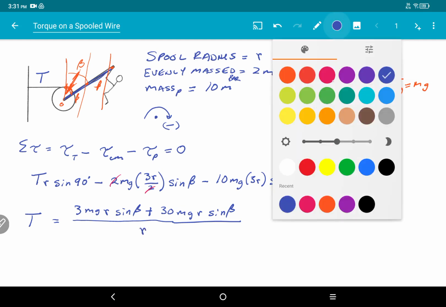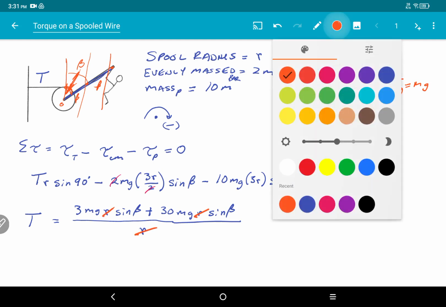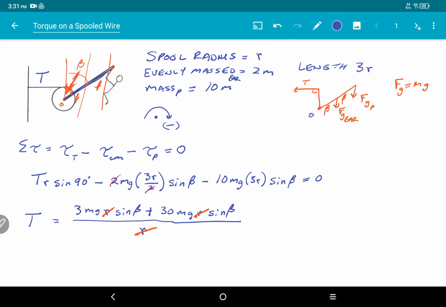Well, that's sweet. R is going to go away. And we're going to have like terms. So the answer will be 33 mg sine beta. That is the answer.